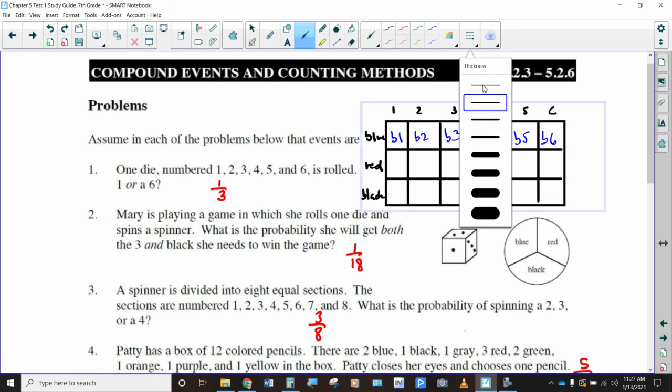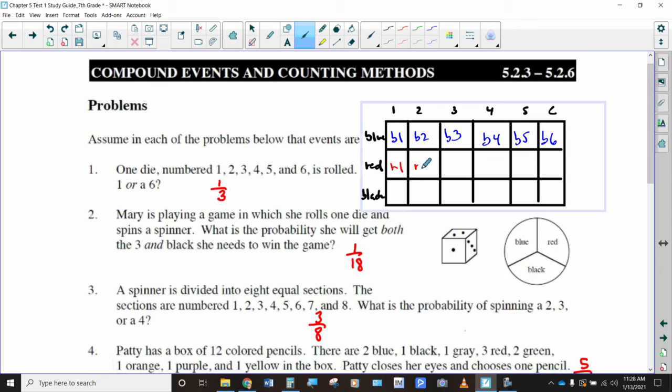Then you've got a red 1, a red 2, a red 3, a red 4, a red 5, and a red 6. Then the last one, you got your black 1, black 2, black 3, black 4, black 5, and black 6. Now, how many total cells are in there? A total of 18, right? That's what you got when you multiplied the 3 times the 6.